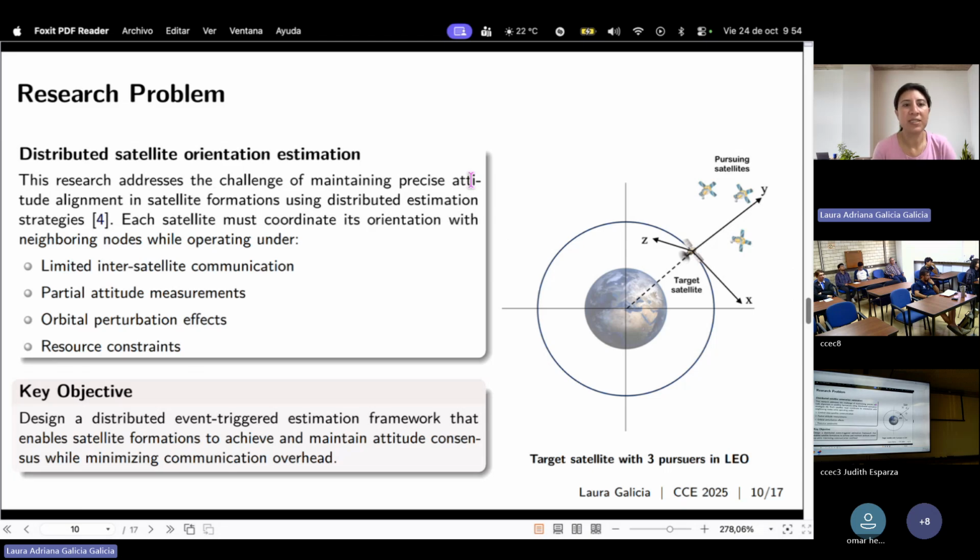Now I present the research problem: distributed satellite orientation estimation. The research addresses the challenge of maintaining precise attitude. The objective is to design an event-triggered distributed estimation framework that minimizes communication overhead while maintaining attitude consensus.